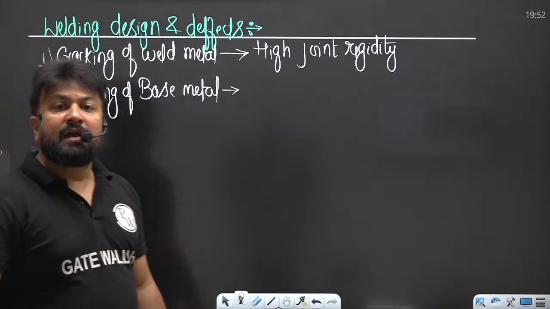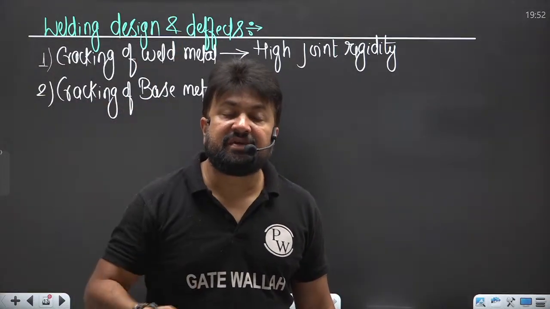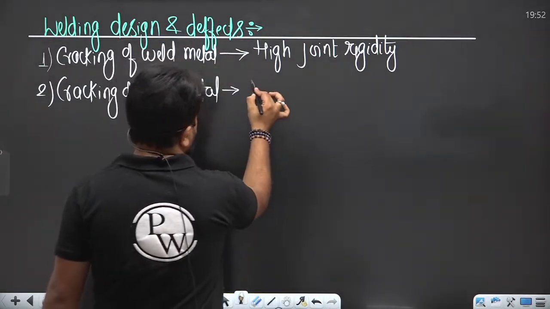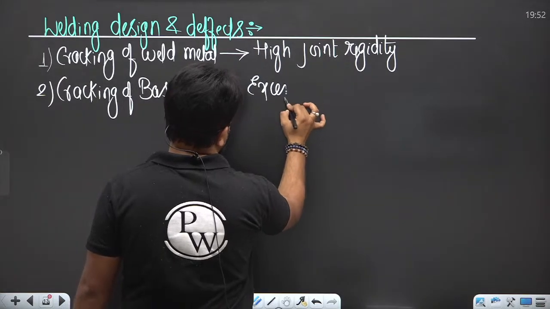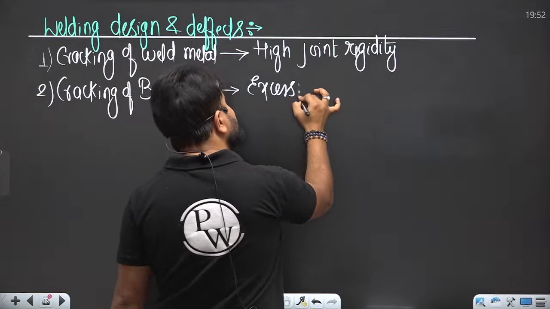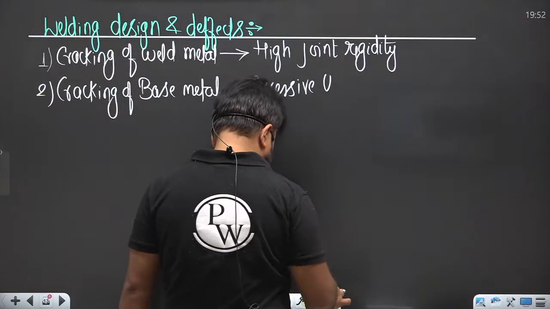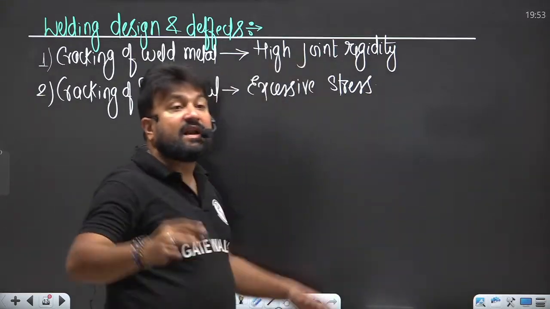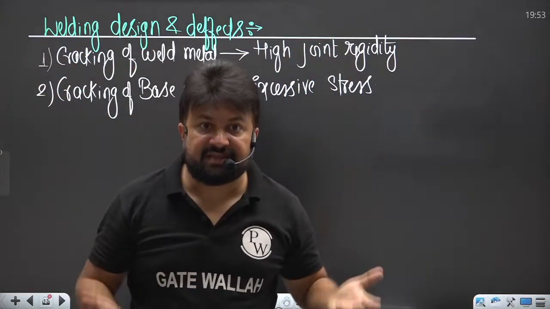Next is cracking of the base metal. Why cracking of base metal? Because of excessive thermal stress. Basically, thermal stresses.